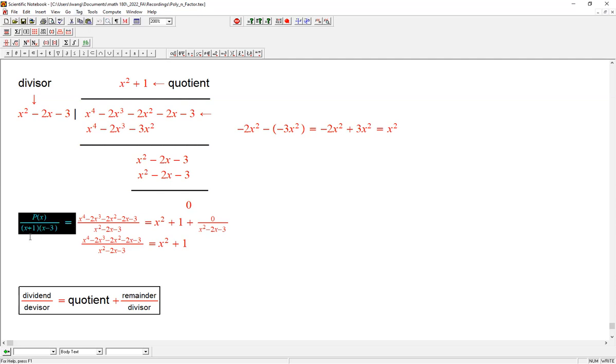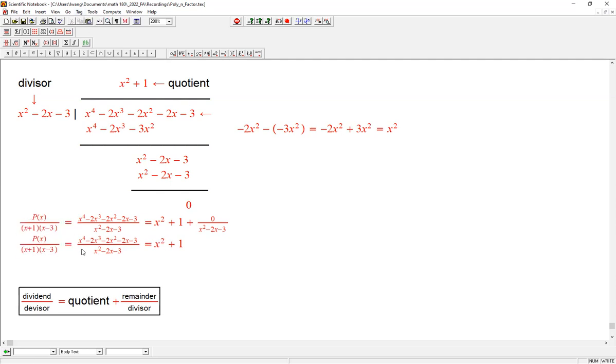What do we get here? If we multiply both sides by the denominator, we're going to get p of x, which is the original dividend. And that is equal to, when we multiply the divisor on both sides, that divisor multiplied by the quotient. The quotient is x squared plus 1. It is factored, almost.